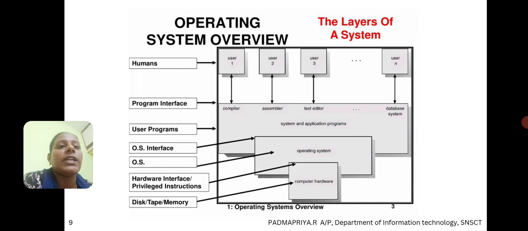In this diagram, there are layers of a system. The first layer is user 1, 2, 3 and so on up to user n. We have no limitation set for the users. So there are many users using the single system. In the second layer, the program interface, there is a compiler, assembler, text editor and database systems.